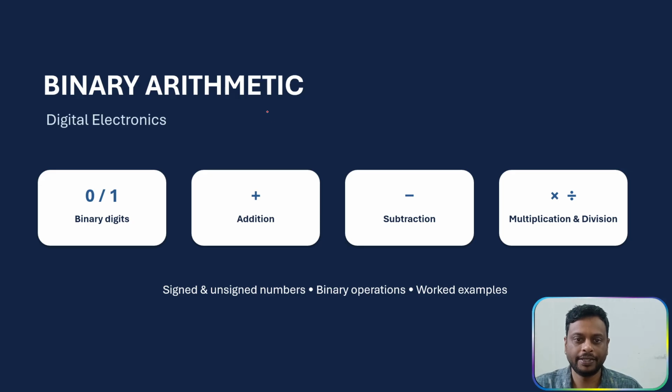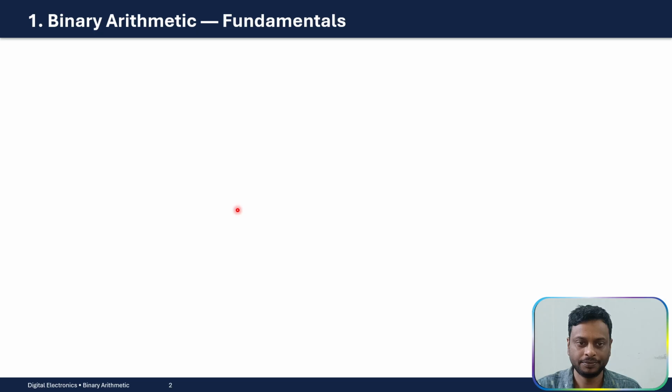The topic of discussion is binary arithmetic. In this lecture we will see what signed and unsigned numbers are, and how binary numbers are added, subtracted, multiplied and divided. Basically, binary arithmetic deals with only two digits, 0 and 1. So let us start our discussion.